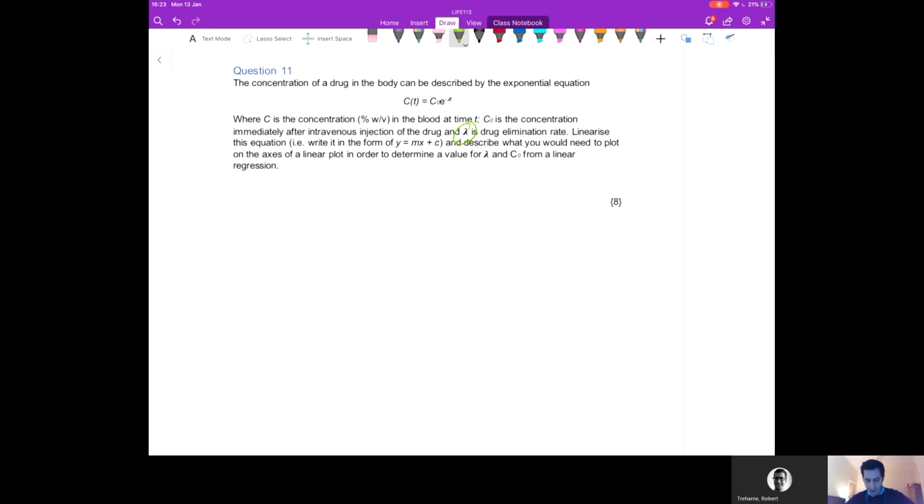Okay, so what am I going to do? Well, it's got an e in it, and I know that the ln of e is equal to 1. That's going to be useful for me. So I might start by taking the natural logs of both sides. Let's do that. So ln of C(t) is equal to ln of C naught e to the minus lambda t.